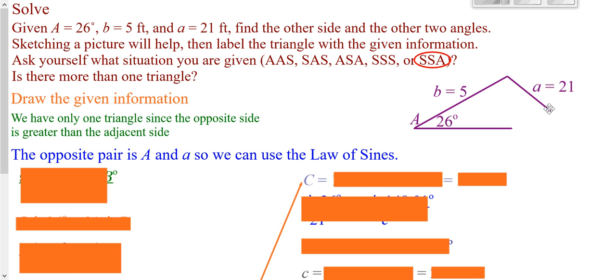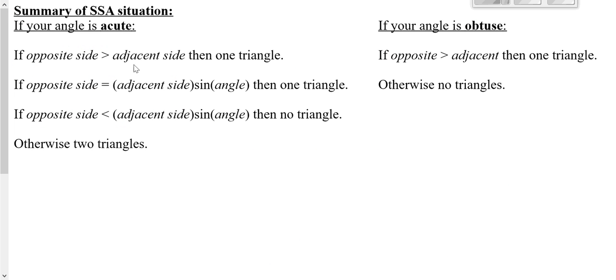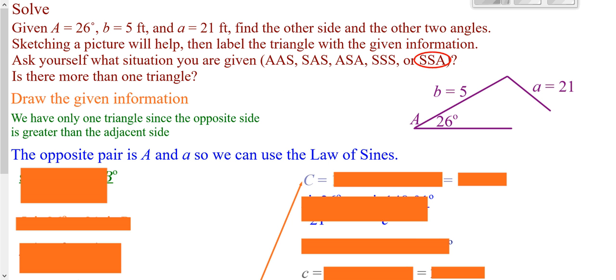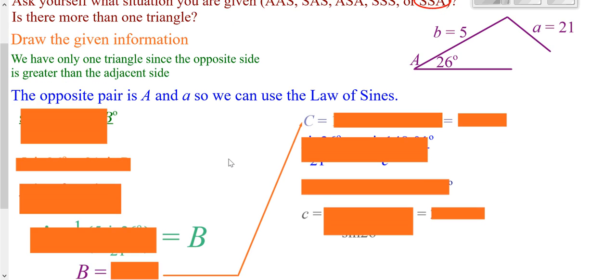I did not necessarily form a triangle because I didn't know for sure if it would form a triangle. However, we know there's only one triangle because we have an acute situation and our opposite side's 21, our adjacent's 5. So that's this top situation. So it's only one triangle. So it's just like the problems we were doing before with solving them.